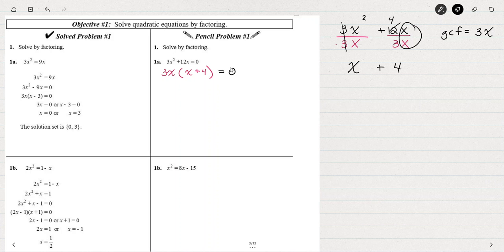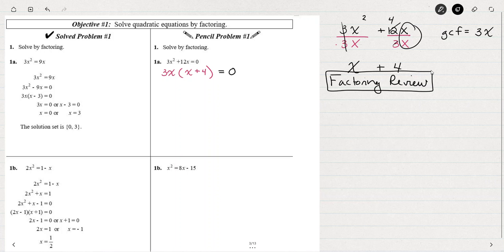If you need a little bit more review on factoring, then I'm going to insert some other videos, and I'm going to encourage you to do a little bit of your own factoring review. I'm doing a very brief factoring review, but you may need a deeper factoring review, and that's okay.